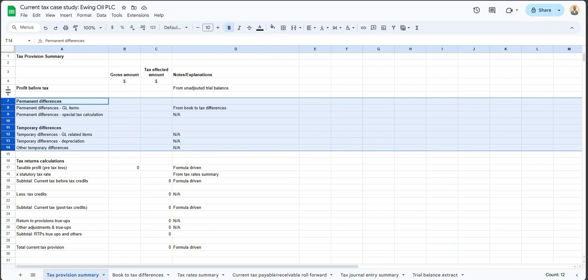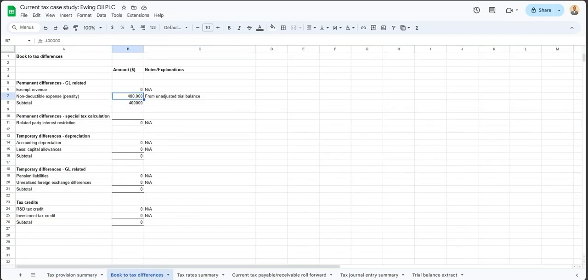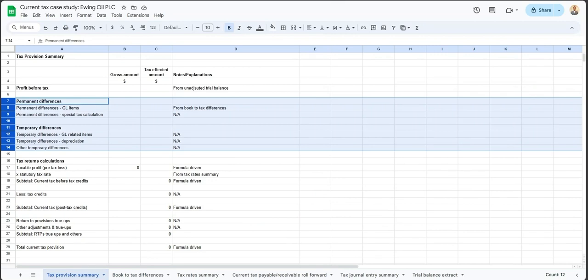Because in reality, when you do tax provisions, there are usually lots of permanent differences and lots of temporary differences. There's a separate working paper that analyzes what the permanent differences are and what the temporary differences are, which is what you can see on your screen. So you do all your detailed workings here, and you then transfer the summarized number into this working paper, which is like your tax provision summary.